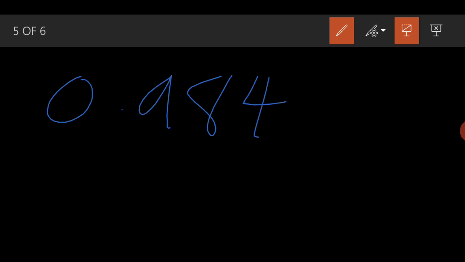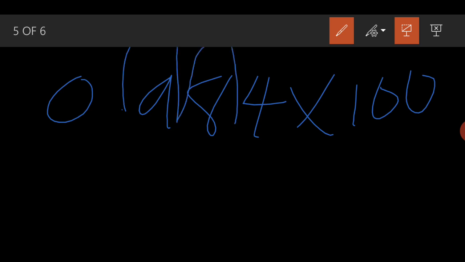If it is 0.984 times 100, that means our point will move twice. Don't forget 1, 2. So our point comes to this place now. It will now be 98.4. That will be our answer. It will move twice. Okay.